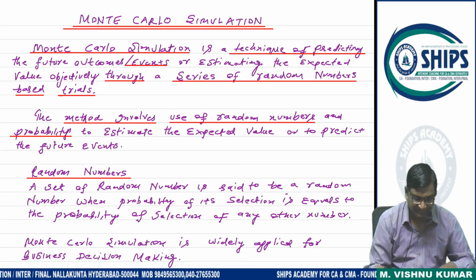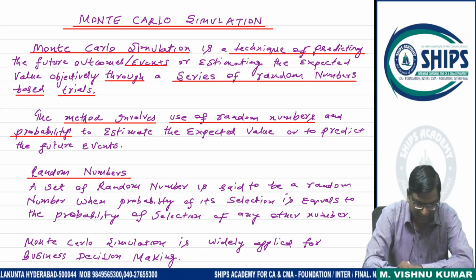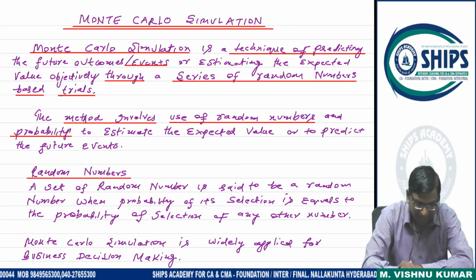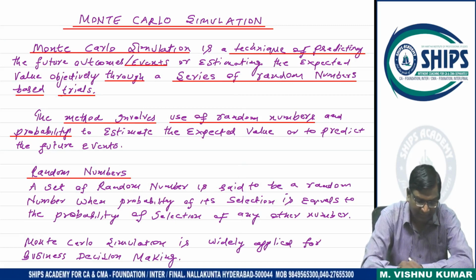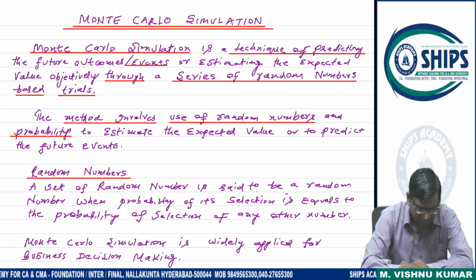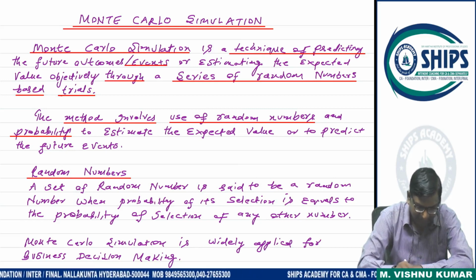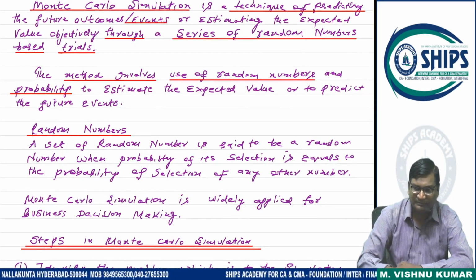So first, Monte Carlo simulation is a technique of predicting future outcomes or events, or estimating the expected value objectively, through a series of random number based trials. So what he used? Random number based trials. The method involves use of random numbers and probability to estimate the expected value or predict future events. So what does random number mean?